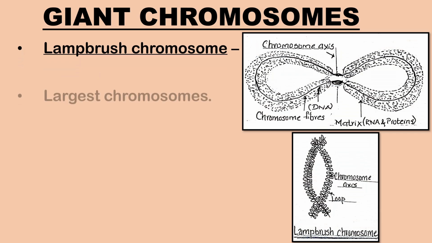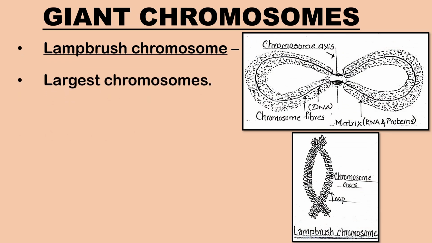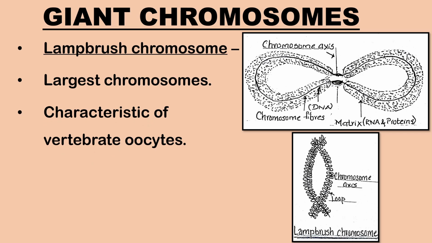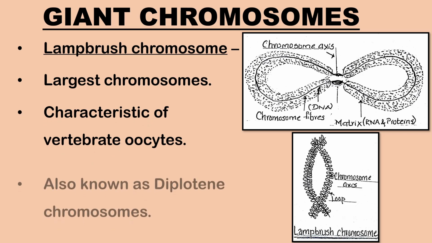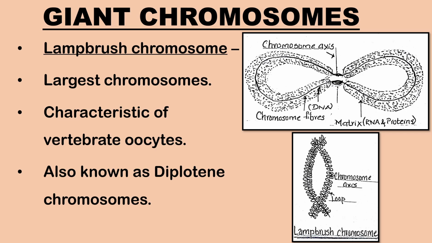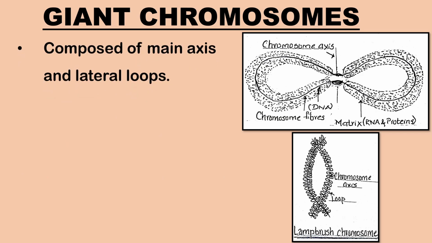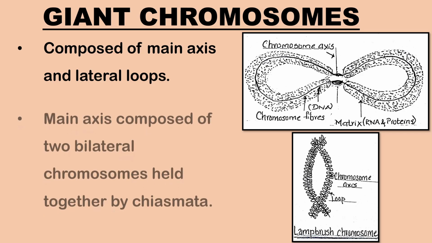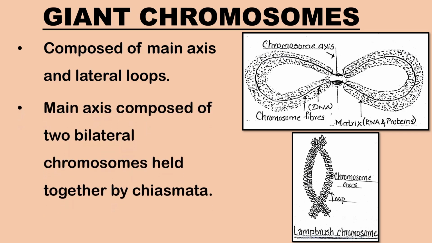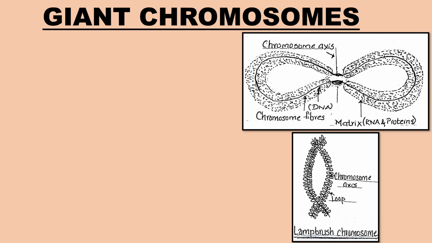Lampbrush chromosomes are the largest chromosomes and is a characteristic of vertebrate oocytes. These chromosomes are also known as diplotene chromosomes as they are formed during the diplotene stage of prophase 1 of meiosis. Lampbrush chromosome is composed of main axis and lateral loops. The main axis is composed of two bivalent chromosomes or four chromatids held together by chiasmata.